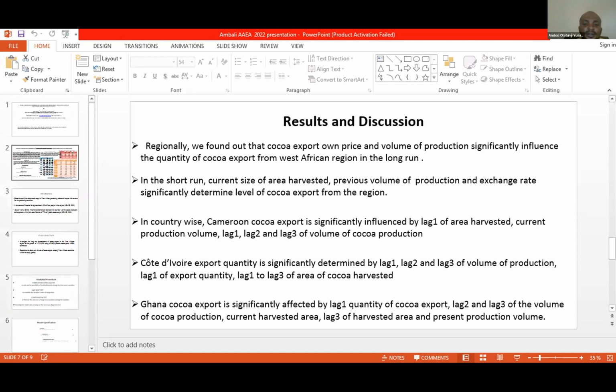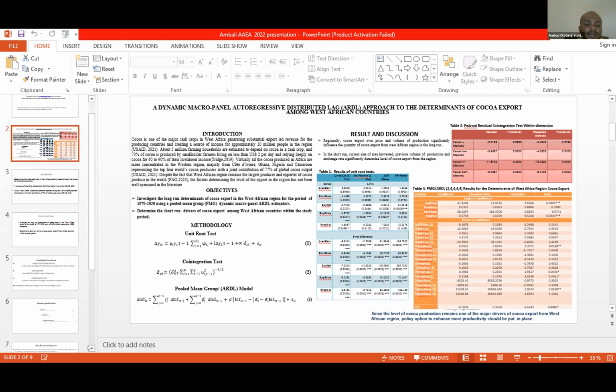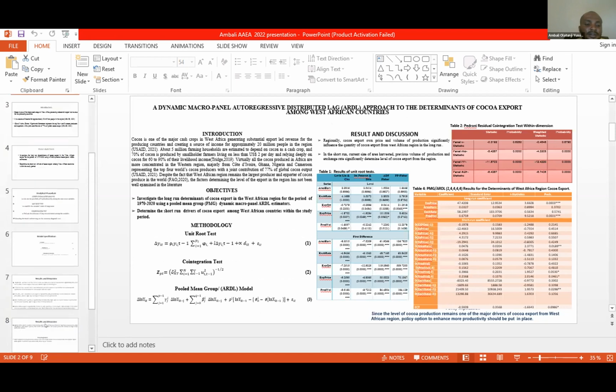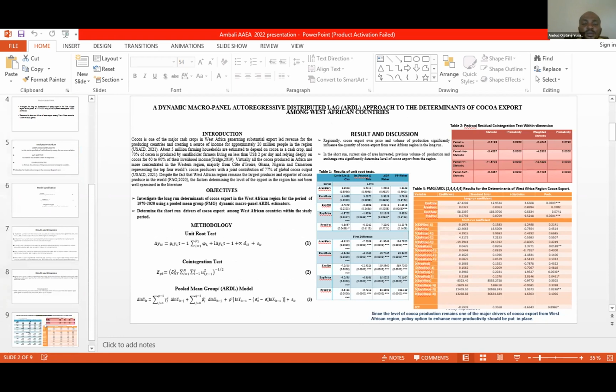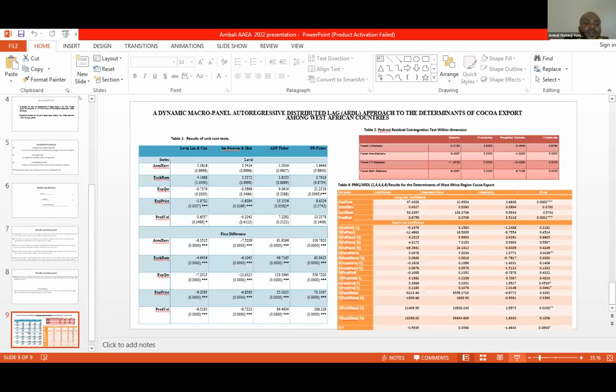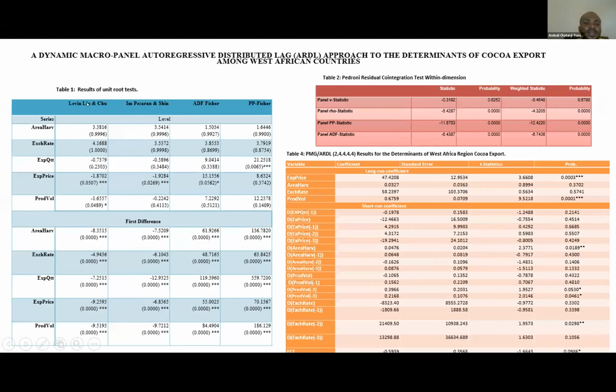Any question here? Or I should go to a very big, I should expand it. You can see the result of the unit roots. We use the Levin, Lin and Chu, Im, Pesaran and Shin, ADF-Fisher, and PP-Fisher tests in order to give more robust elaboration of our unit root test, especially for the panel data. Since we are using panel data, we got our data from FAO, Food and Agricultural Organization.